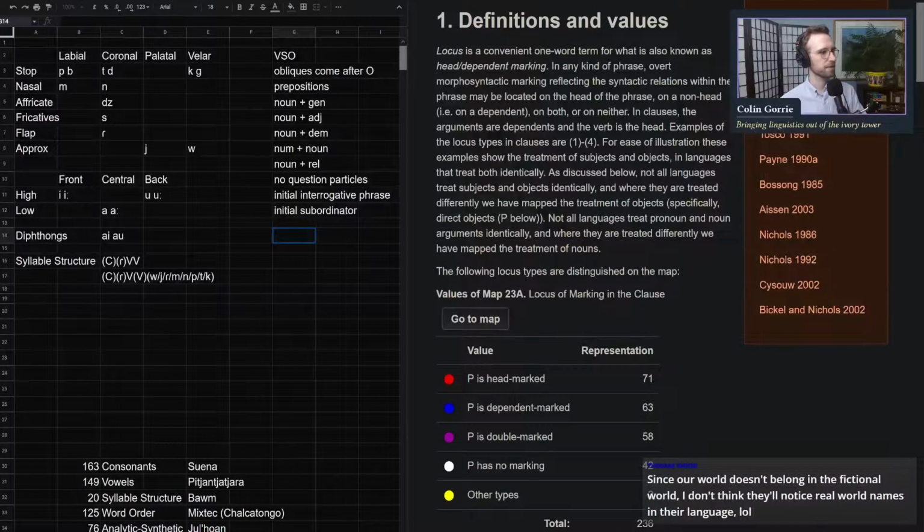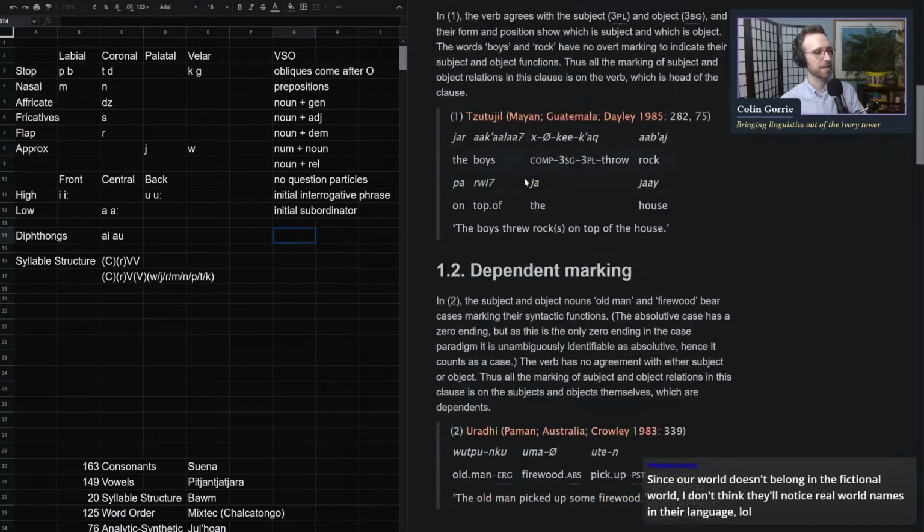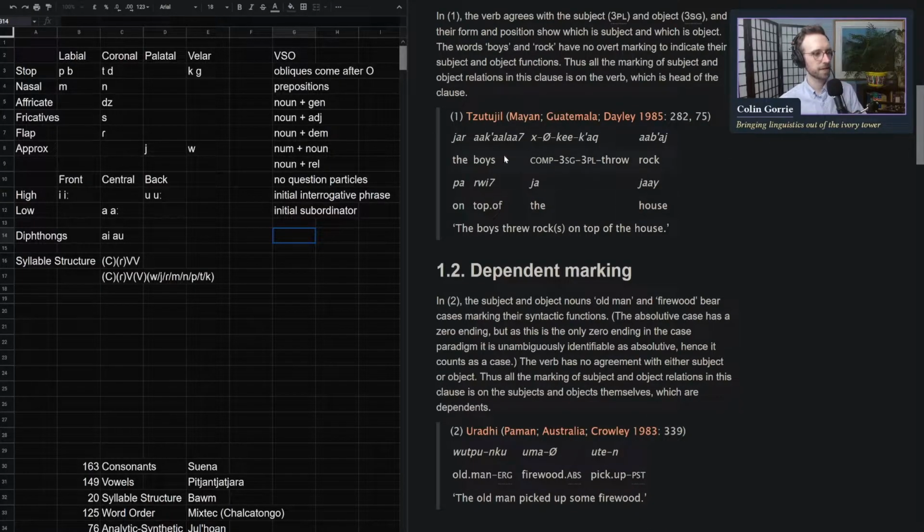So if we look at locus of marking in the clause, let's go in here. This is a convenient term, as it's a convenient one-word term for what's known as head or dependent marking. So in head marking, the verb agrees. So the marking for the different participants of the clause occurs in the head of the clause. So that's the verb. Yeah, here it is. So you have third singular, third plural. The boys threw a rock, presumably, because it has singular, on top of the house. And so instead of marking boys as nominative and rock as accusative, you have just agreement on the verb.